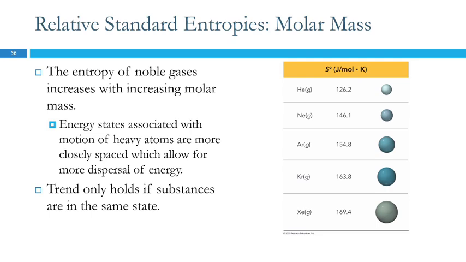This trend of increasing molar mass resulting in increasing entropy only holds if these substances are in the same state. They would also need to be somewhat similar to each other. So here we're comparing the noble gases that are all just atoms in the gas state. And we see that the entropy of xenon is the biggest.